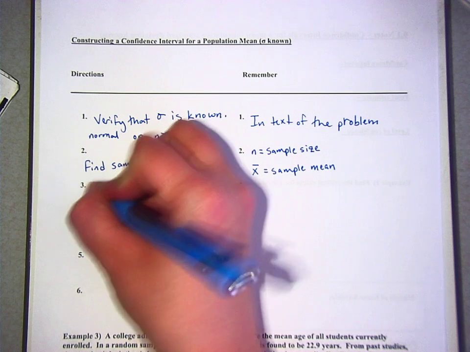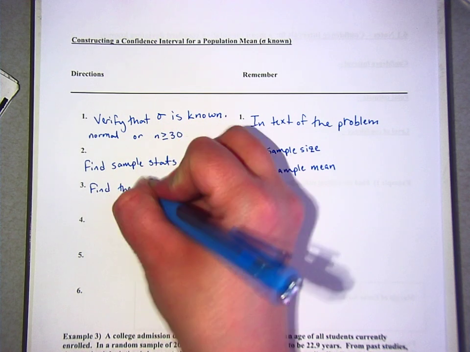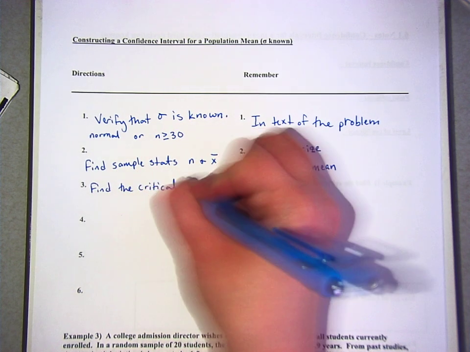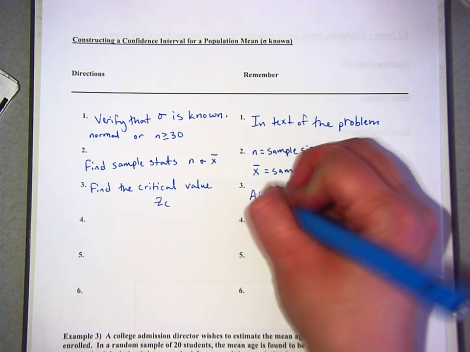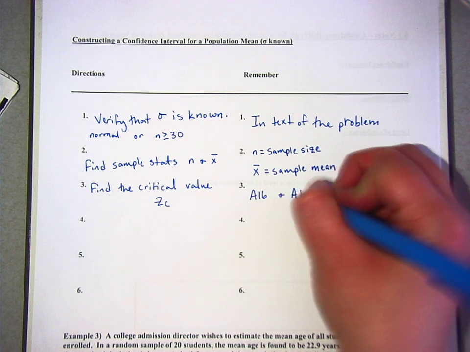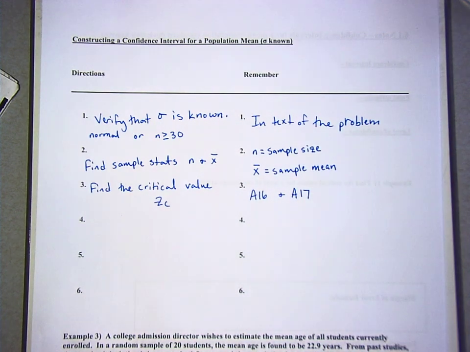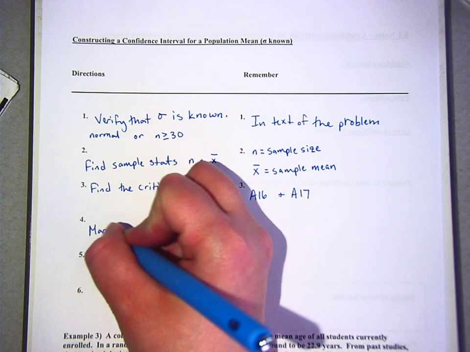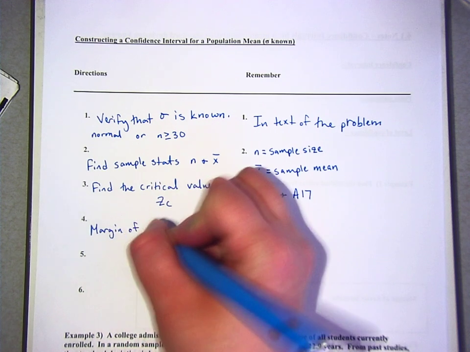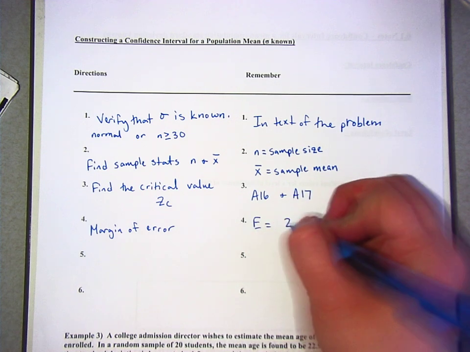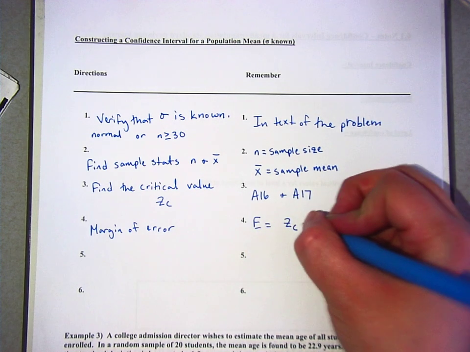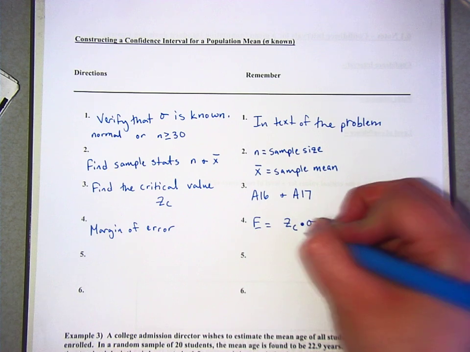Next, you find the critical value, which is Z sub C. That's on A16 and A17. Then you find the margin of error. Formula for that is E equals Z sub C times sigma divided by the square root of n.